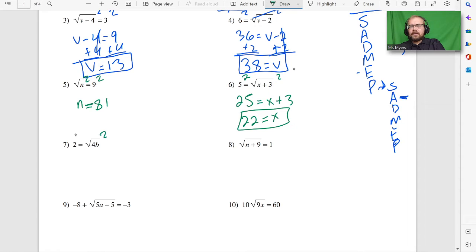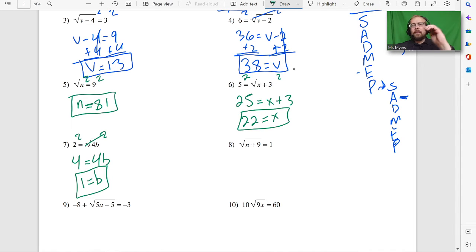Okay, square it, square it. 4 is equal to 4b. Divide both sides by 4, and b actually equals 1. Which, actually, if you plug it in, it makes sense, right? If b is 1, if you plug it back into the equation, b is 1, okay. 1 times 4 is 4. The square root of 4 is 2. Yeah, that works.